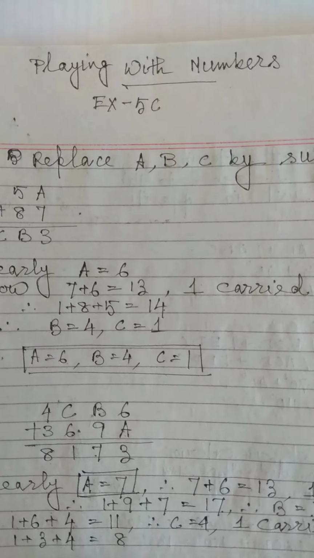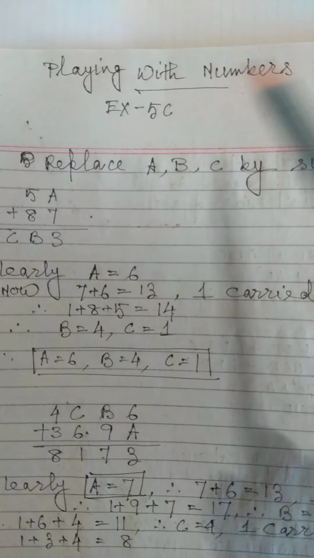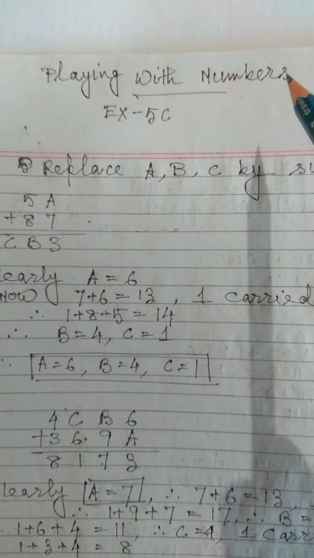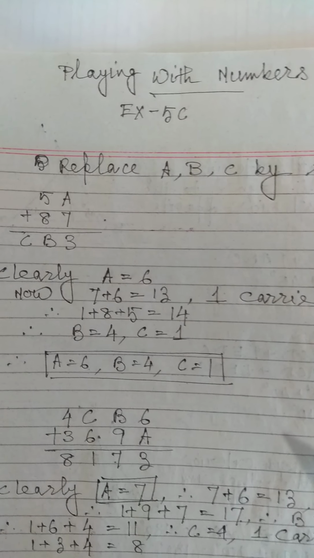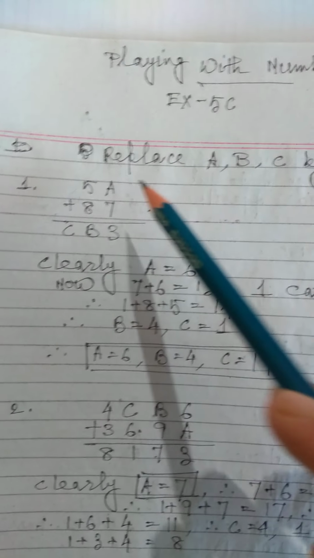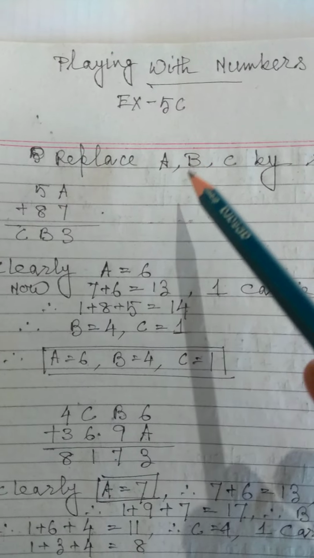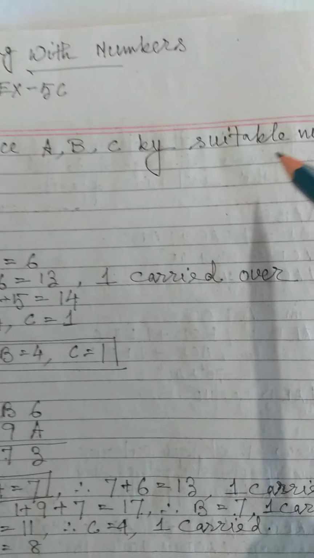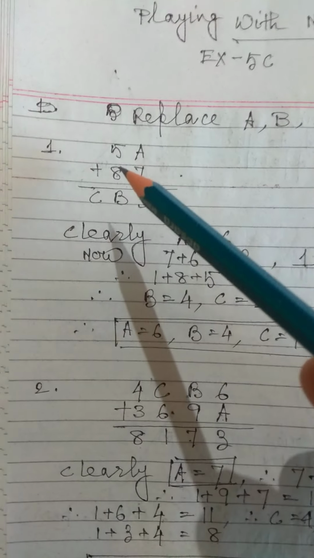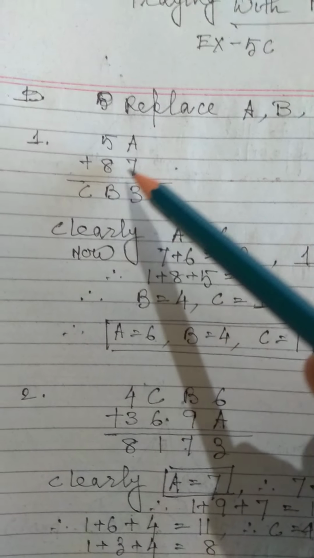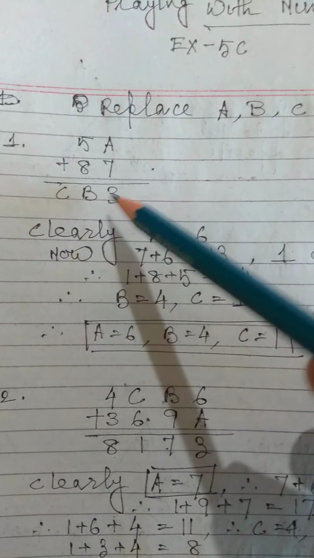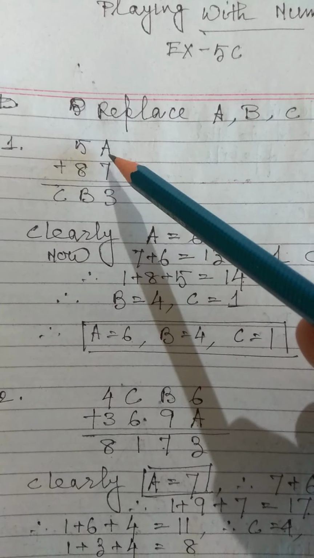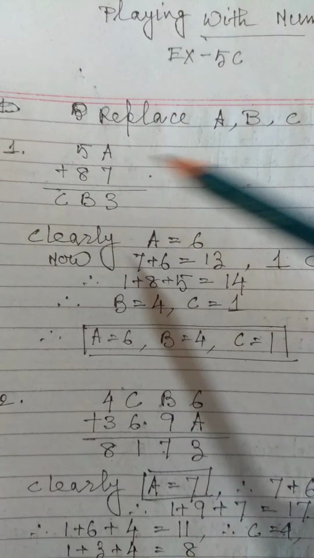Dear student, today's topic is also playing with numbers from our Sagoral exercise 5C. So, question number 1, replace A, B, C by suitable numbers. Question number 1: 5A and 87, sum is CB3. So, replace this A, B and C.